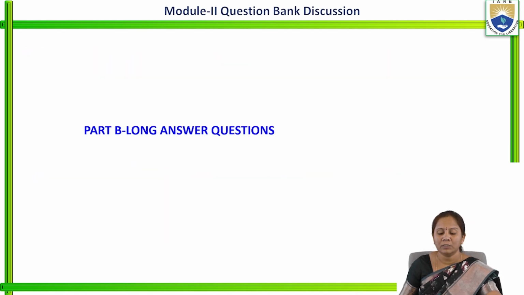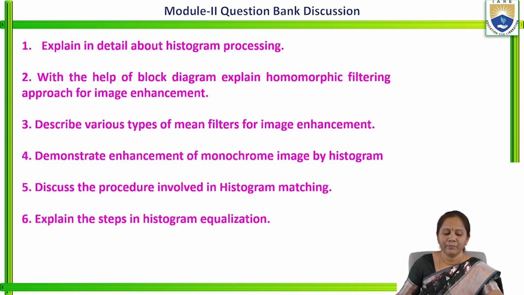Coming to the long answer questions: explain in detail about histogram processing. Here this should be clearly explained with the help of an example. What is a histogram, and generally how do we represent an image in the form of a histogram?